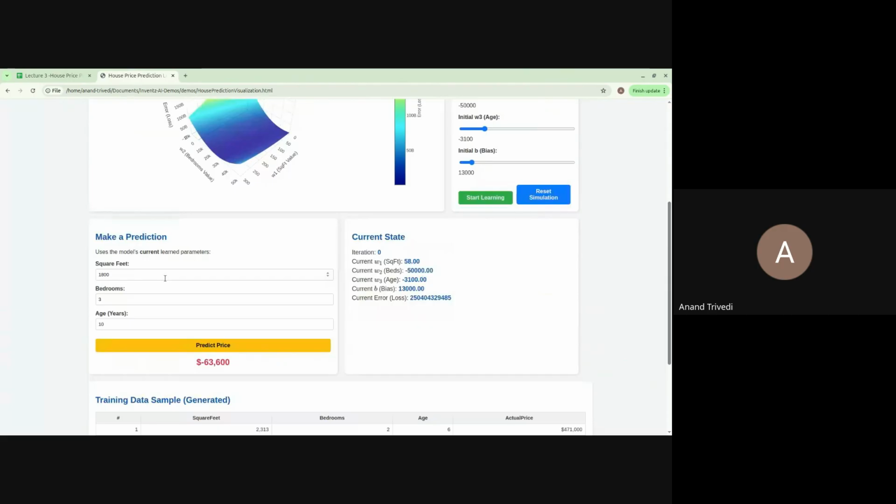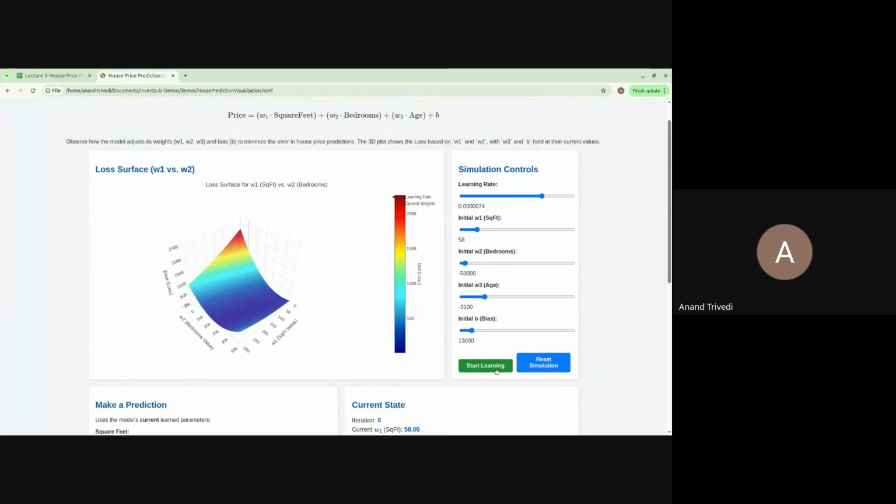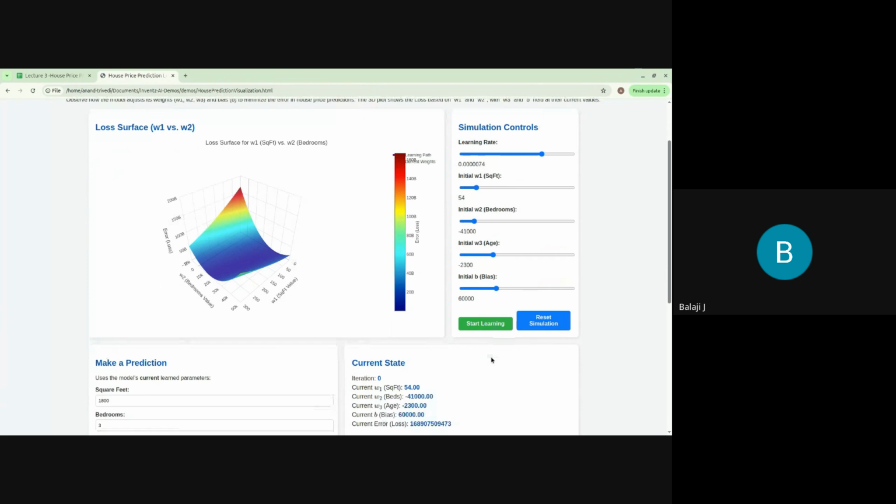Learning rate and, again, weight is also fine. Initial weight and bias is also fine.